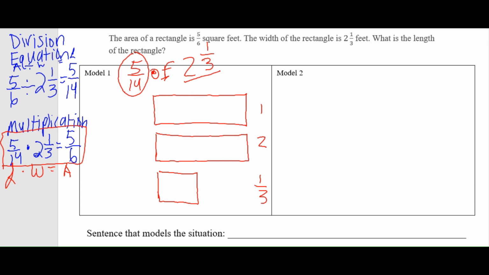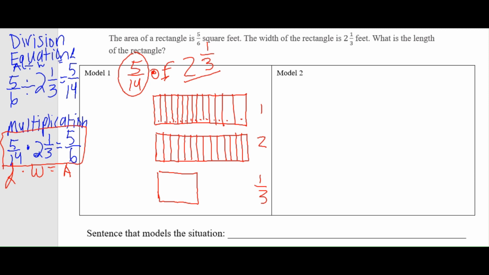So I need to break this into 14ths. So I need 13 lines. 2, 3, 4, 5, 6, 7, 8, 9, 10, 11, 12, 13. 1, 2, 3, 4, 5, 6, 7, 8, 9, 10, 11, 12, 13, 14. Good. 1, 2, 3, 4, 5, 6, 7, 8, 9, 10, 11, 12, 13. So that's 14. And the last one I'm just going to kind of leave alone for now.